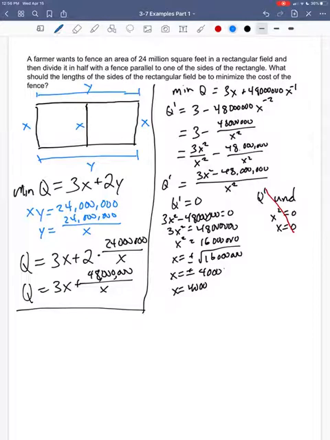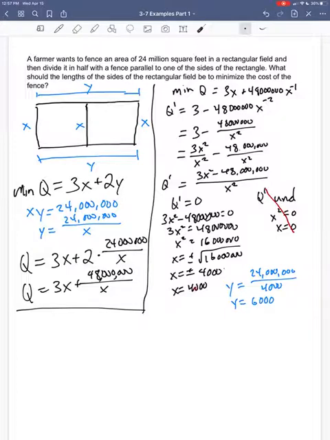We found a value of x. We need a corresponding value of y. y is 24 million over x, right? We've got that over here, right? 24 million over x is y. So 24 million divided by 4,000, we would get that y is 6,000. Notice, to sort of check here, 4,000 times 6,000, 4 times 6 is 24, and then I'd have 6 zeros, and that is the area here that we wanted, 24 million square feet. So we've found a possible solution here.